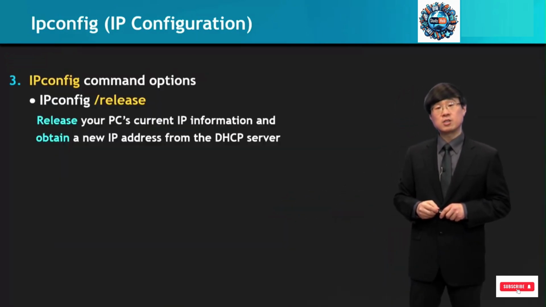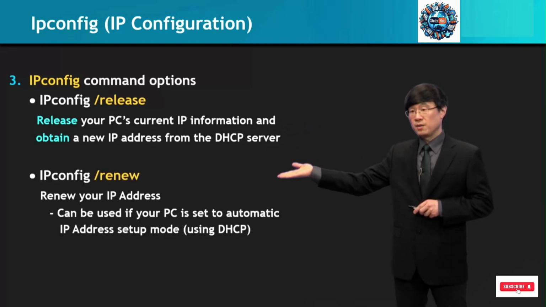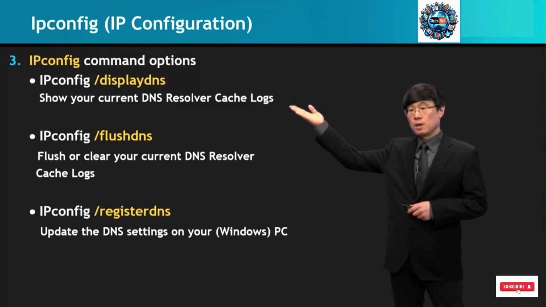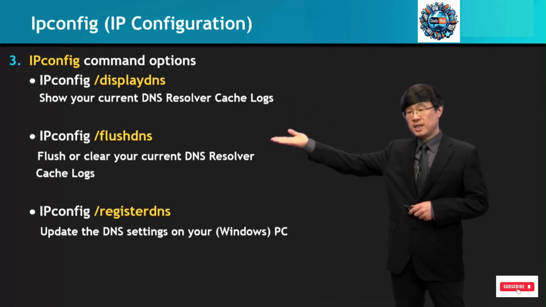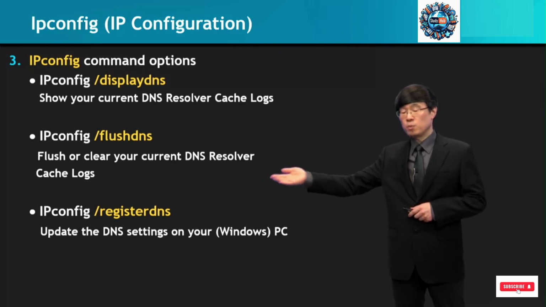In addition, here are some other, more advanced options. The /release option releases your PC's current IP information and obtains a new IP address from the DHCP server. Then there's the /renew option, to renew your IP address. It can be used if your PC is set to automatic IP address setup mode, which uses DHCP. The /displaydns option shows your current DNS resolver cache logs. Then there's /flushdns, to flush or clear your current DNS resolver cache logs. And then there's /registerdns, to update the DNS settings on your PC.